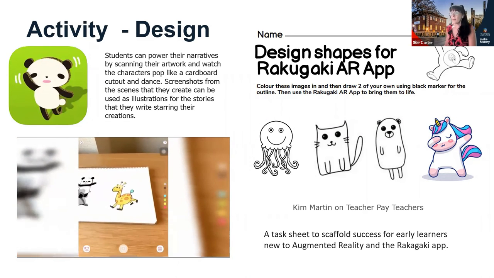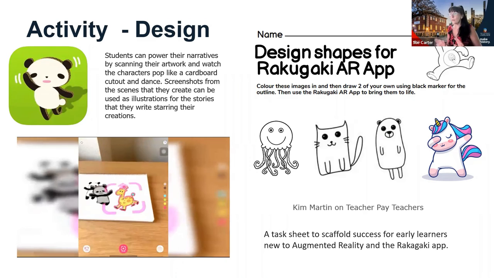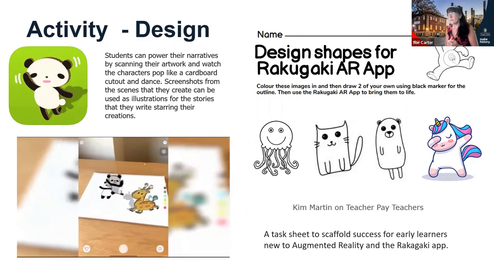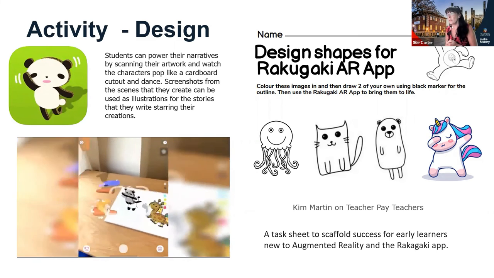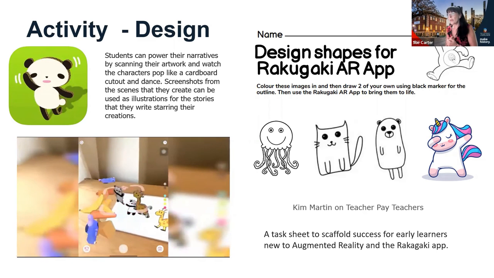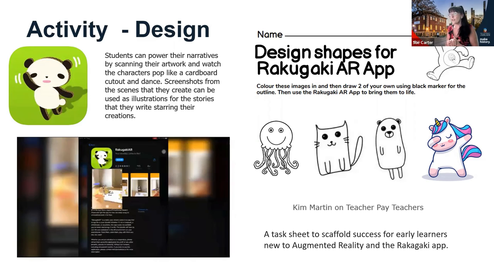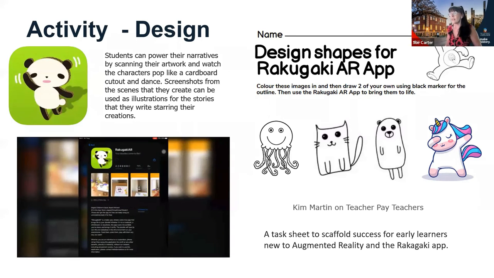So here you can see the panda bear has jumped up and is moving about, and now the giraffe is going to do the same thing, and they're going to dance around, and some food has been thrown down, cheese and carrots and fish, and then those things are actually eating it as well.